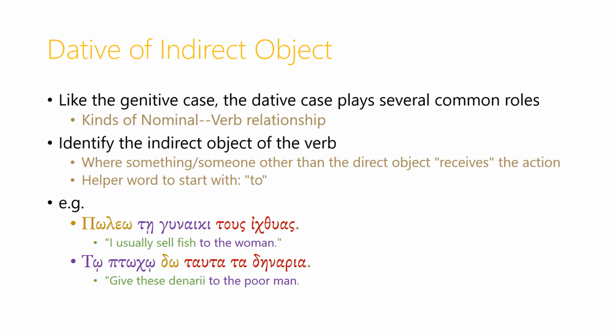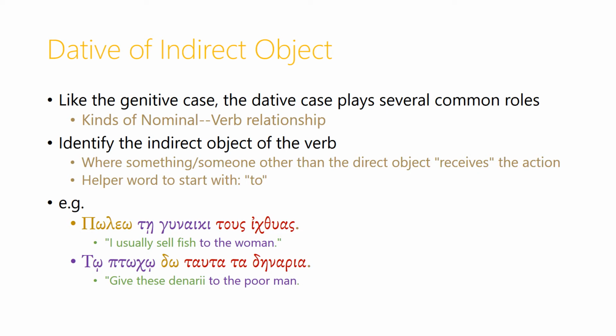But what does it really mean? We said earlier that it allows a noun or a nominal to modify the sense of the verb in the sentence, or at least the verbal idea in the sentence. But like the genitive case, the dative case plays several common roles. Several kinds of nominal verb relationship can be communicated this way.